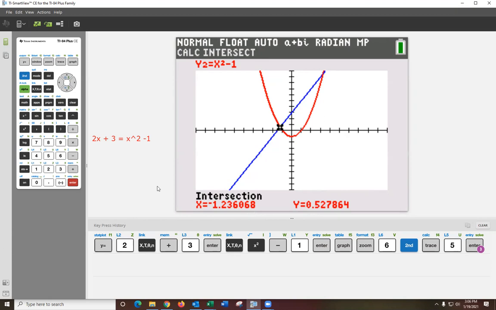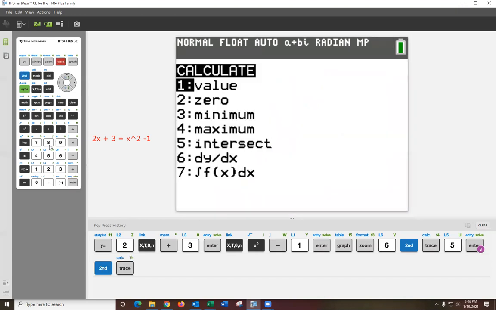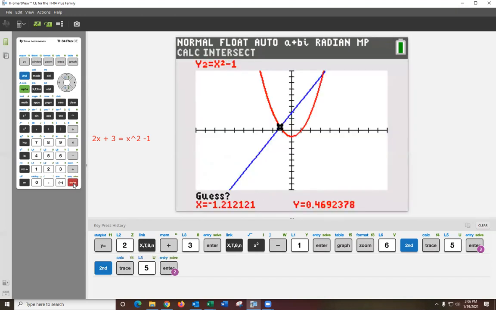That's one solution. What about the other solution over here? Well, if I just go second, trace, 5, 3 enters, it homes in on this one because the cursor is closer to this intersection point than that one. It always just homes in on whichever one's closer. Now, here's a mistake a lot of people make. They'll say, all right, if that's the case, I'll just move the cursor over right now, get it closer to the other intersection point. It doesn't have to be on it, just closer to it.